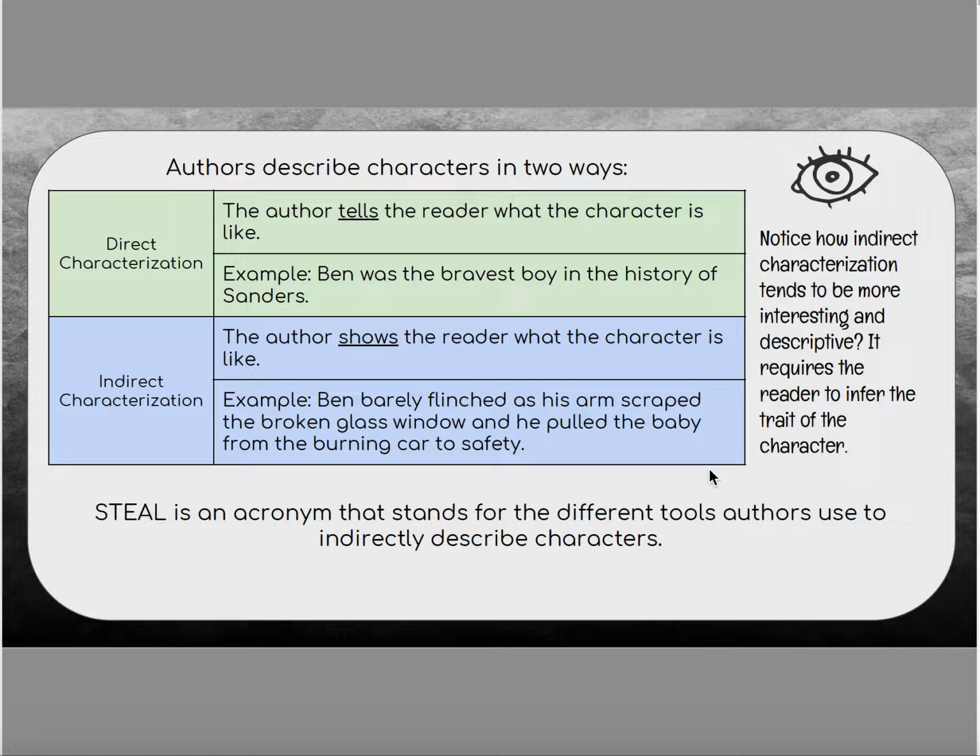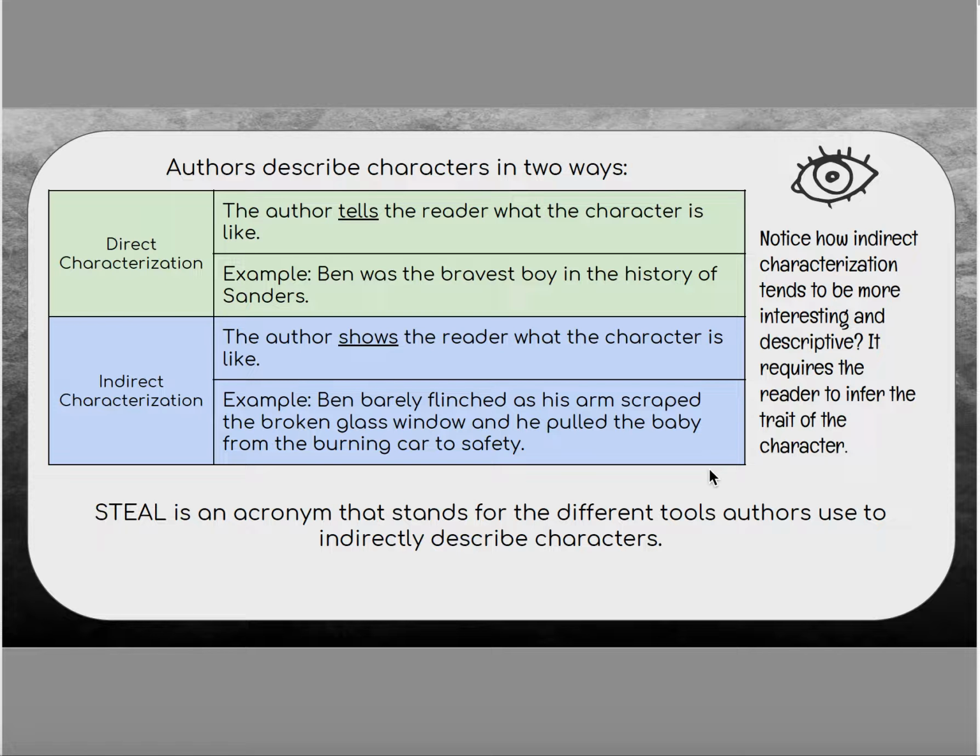But when an author uses indirect characterization, the author is showing me rather than telling me. He is showing me what the character is like. So here's an example. Ben barely flinched as his arm scraped the broken glass window and he pulled the baby from the burning car to safety, right? So instead of saying Ben was brave, they showed me how he acted. He saw that something was on fire. He pulled the baby out. It says he barely flinched, right? So his action, he wasn't scared at all. He just went in and he got the baby and he's a hero, showing that he is super brave.